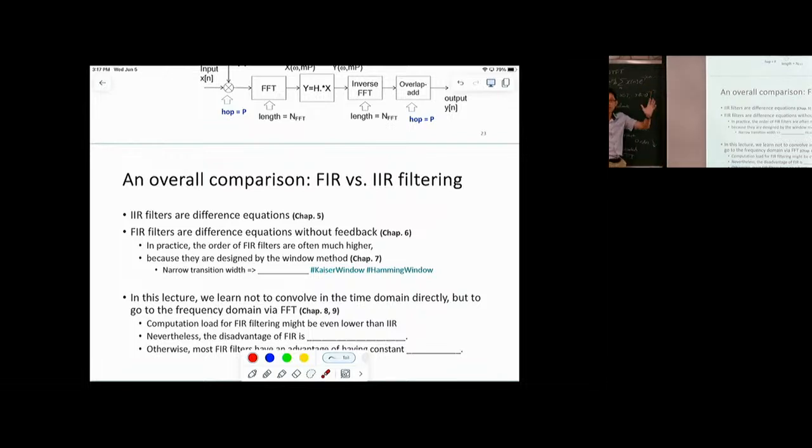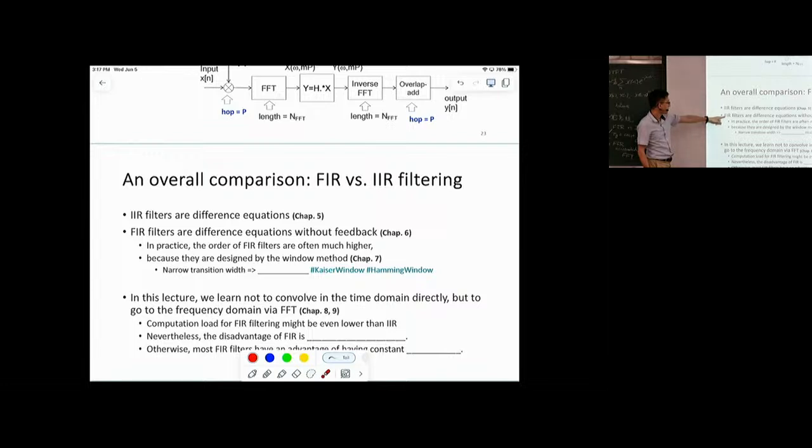Recall that those structures, right? An FIR filter looks like a ladder, and that ladder structure does not have any feedback. But otherwise, you can say that FIR filters are also difference equations, but without feedback. So they have a rather simplified structure.